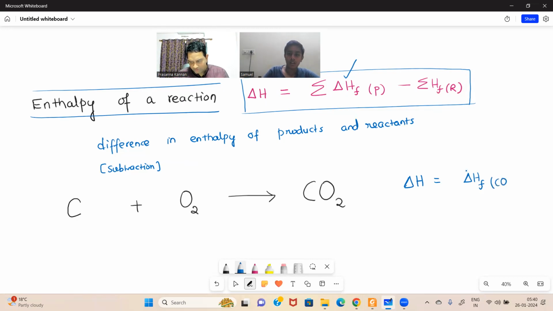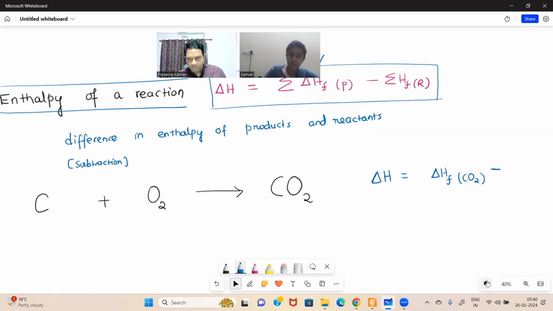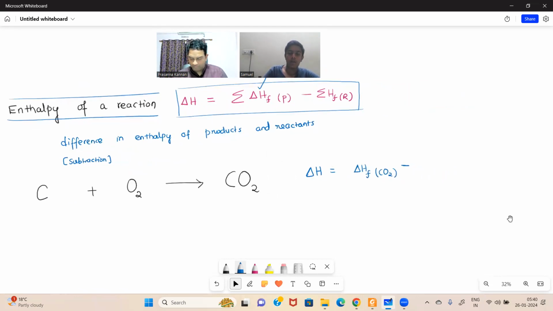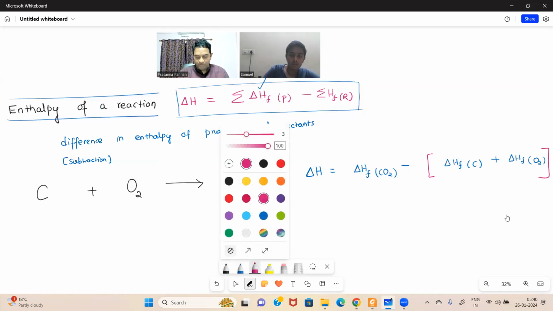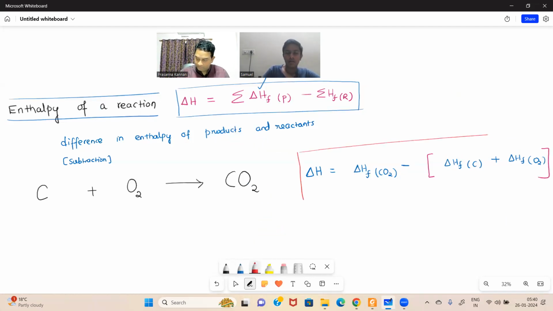Yes. So enthalpy of formation of carbon dioxide minus, what? Enthalpy of formation of reactants. What are the reactants? Carbon and oxygen. Yes. So enthalpy of formation of carbon plus enthalpy of formation of oxygen. Is that clear, Samuel? So this is how you write it. This is a very, very important enthalpy of a reaction. All right.